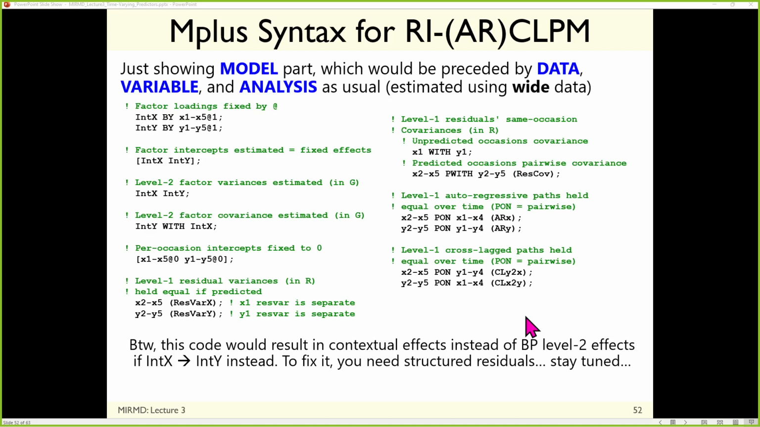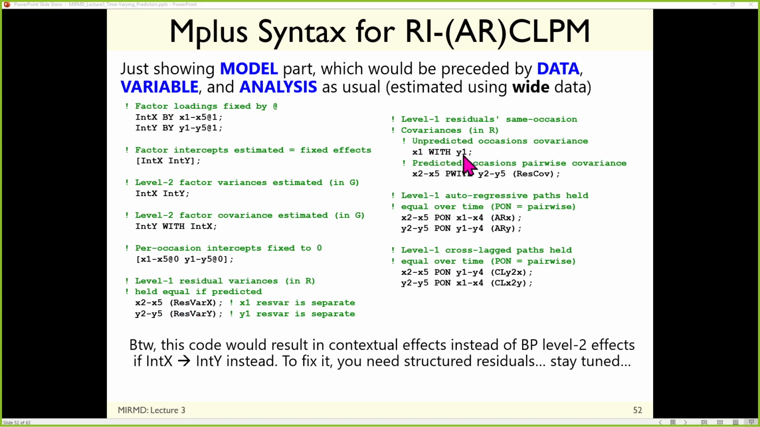Usually, at least. And this is what the code would look like for that picture in Mplus. So this is using single-level structural equation modeling, where I have x1 to x5 and y1 to y5 as separate columns in the data set. So I define their factor loadings at 1, I define their intercepts, factor variances, covariances, I shut off their individual occasion intercepts. I constrain their variances to be equal for the predicted occasions. That's a constraint that you can test if you want it or not. That's just typically the starting point.